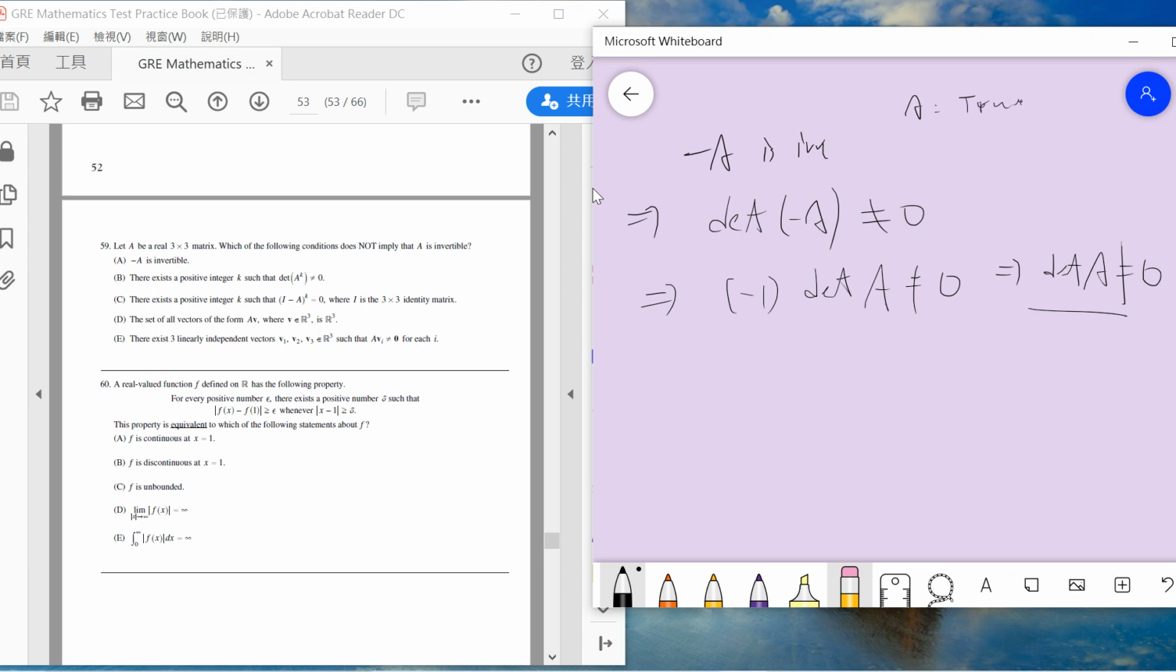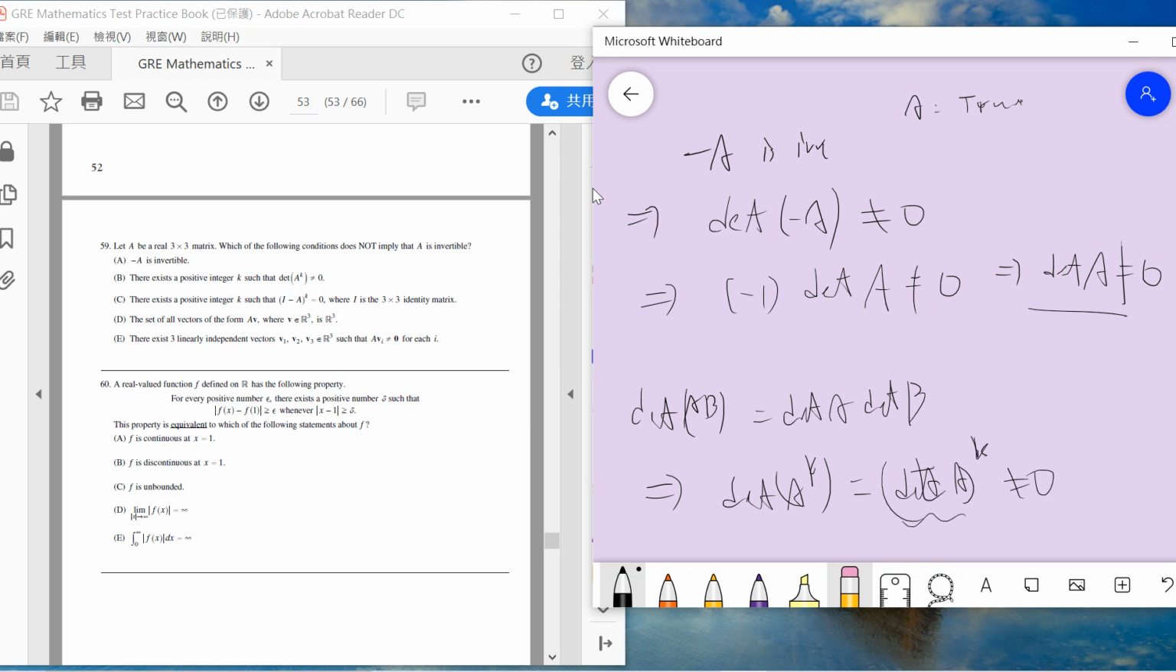B: there is a positive integer K such that the determinant of A^K is non-zero. All you need to know is that the determinant of AB is the determinant of A times the determinant of B. So the determinant of A^K is just the determinant of A to the K. This is non-zero, so that means the determinant of A is non-zero. So we have the same result. So A and B are both okay choices.